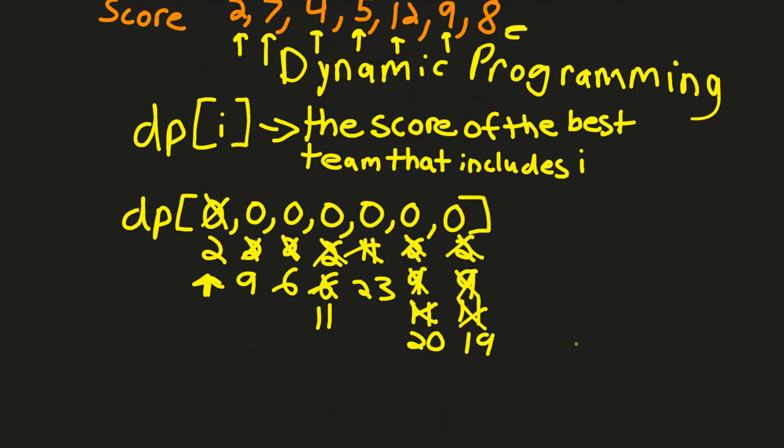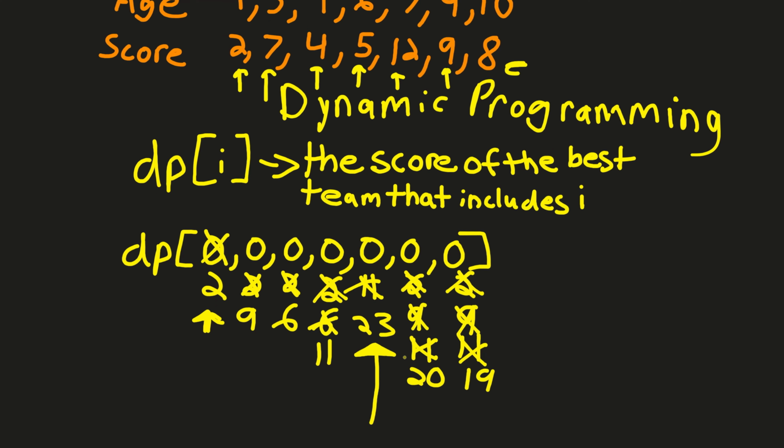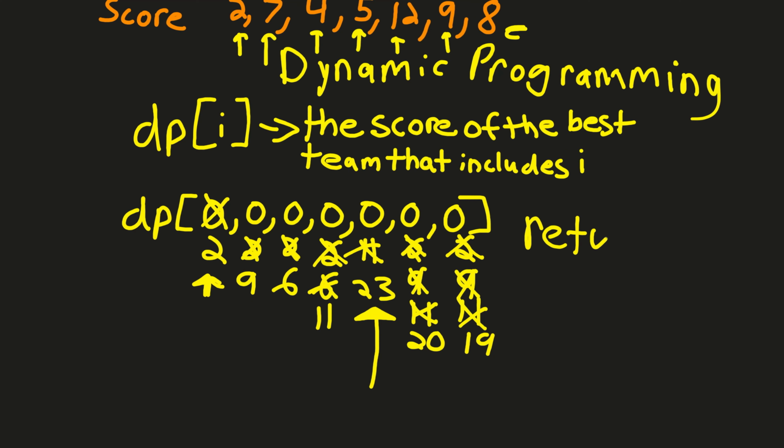So then what's our solution? The team that includes 12, the best score that you can create with a team that includes 12 is 23. So we return 23. So what is the runtime of this?